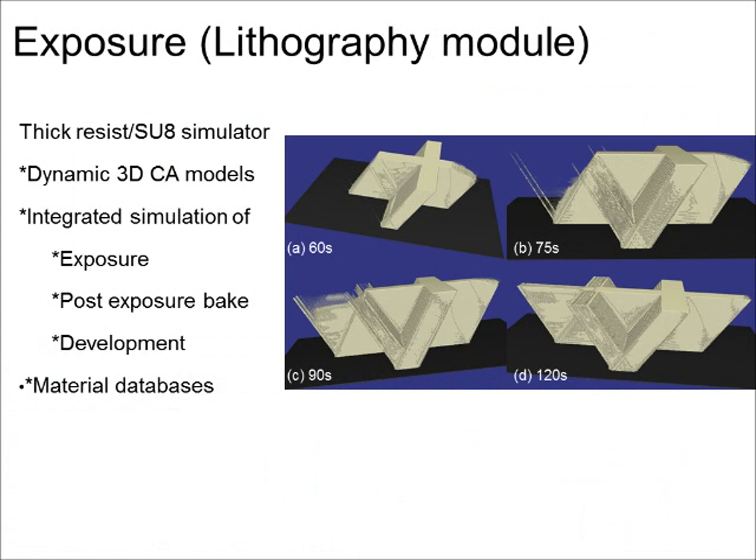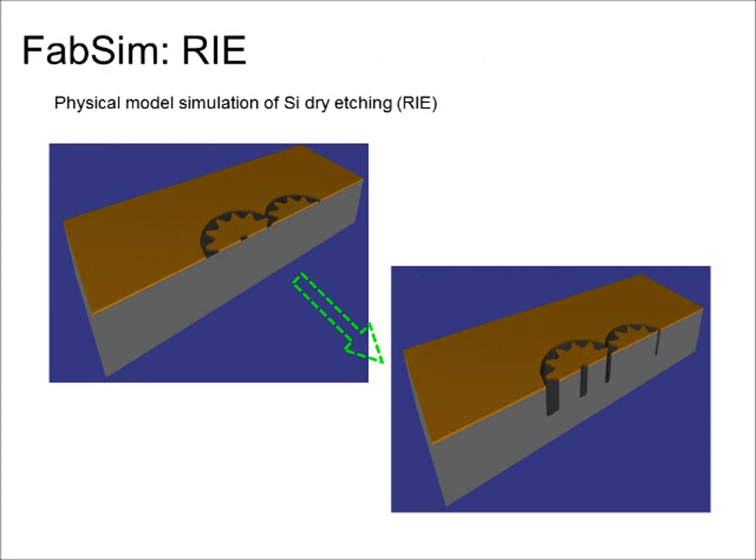And more recently, we've developed a module specifically for lithography processes called Exposure. Within Exposure, you can simulate exposure, post-exposure bake, and development. And what I'll be showing today is FabSim, which is a tool that combines all of these other standalone tools so you can visualize your entire process flow using physical solving methods. So for example, here you can see RIE etching of silicon within FabSim.